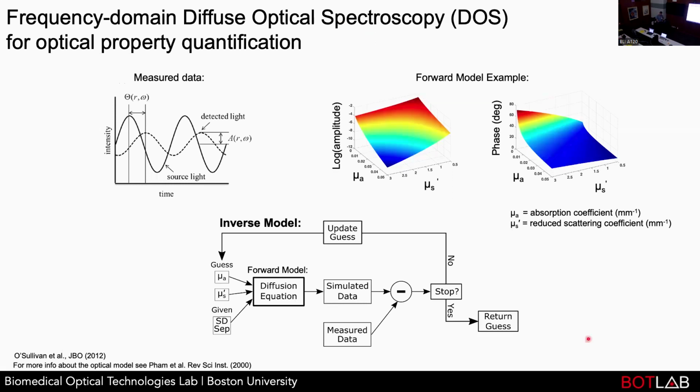And here's our inverse model. Same figure I showed you yesterday, but just so you know, you can use a version of the diffusion approximation here. Your output of the diffusion approximation will be the modulation and the phase rather than diffuse reflectance.